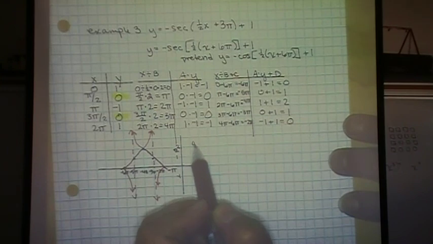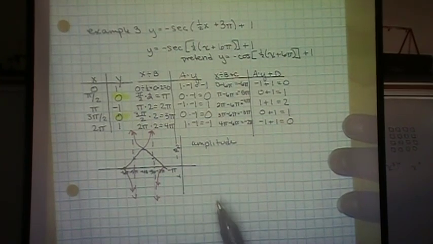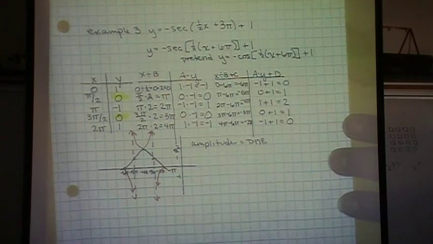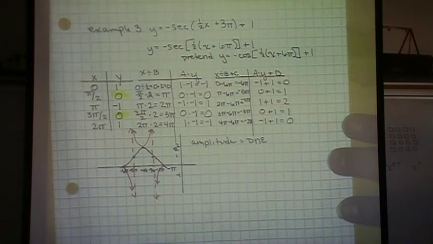Let's do our amplitude. Hey, I just told you something in the last example. Does cosecant have an amplitude? Nope. Does secant? Nope. Does cotangent? Nope. Does tangent? Nope. None of them have one. So it does not exist. Or NA. Doesn't have one.